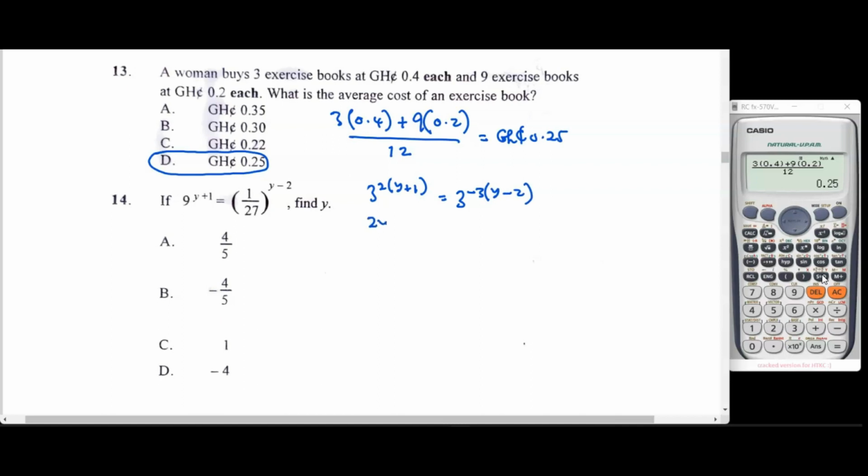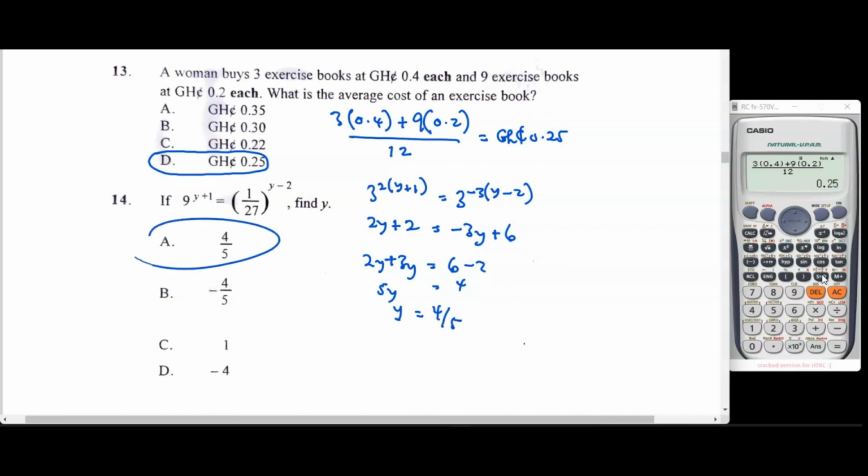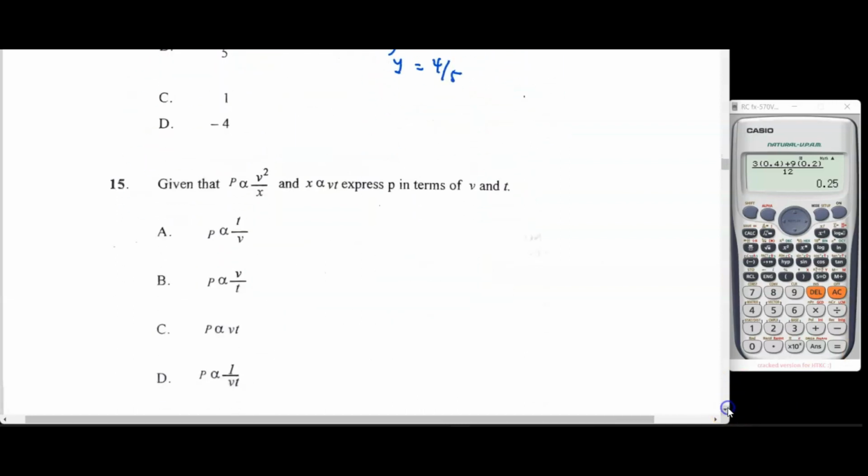So we have 2y. Since the bases are the same, we can do away with the base and work with the powers. So 2y plus 2 must be equal to negative 3y plus 6. And that is going to give us 2y plus 3y equal to 6 minus 2. That is 4 here, 5y there. So y will be equal to 4 on 5, which is possible answer A. Let's go on.